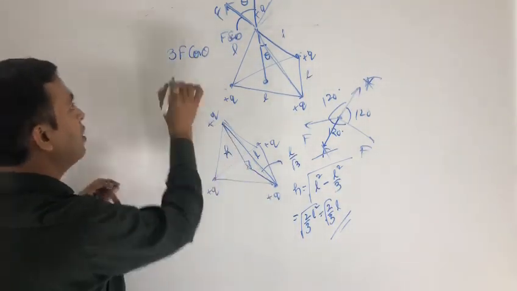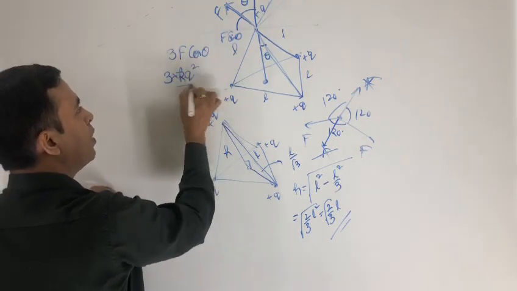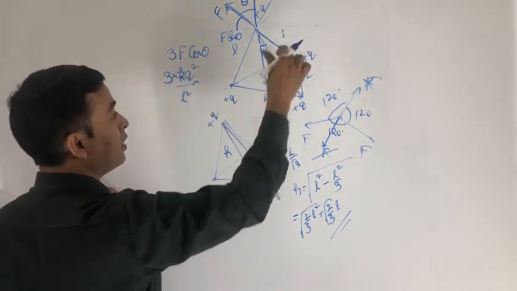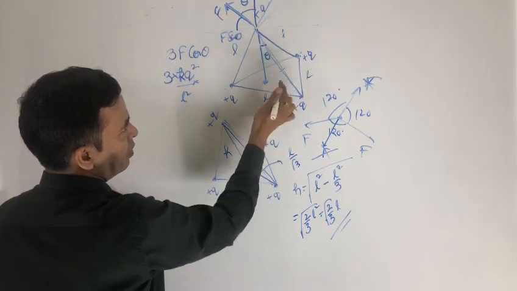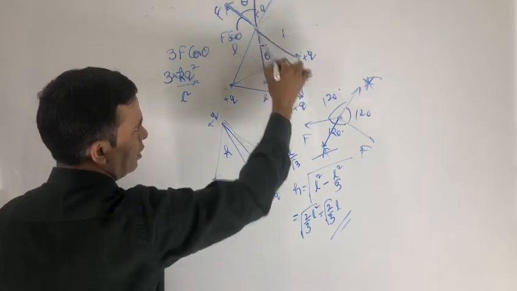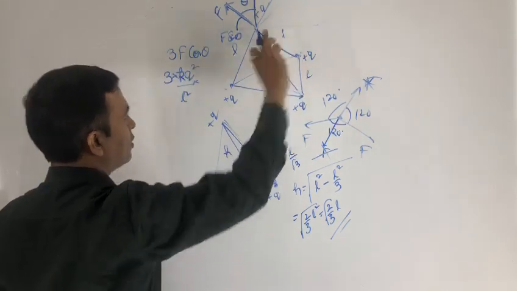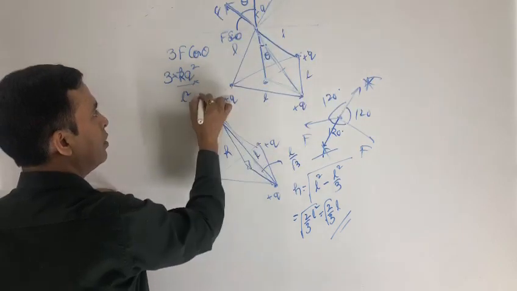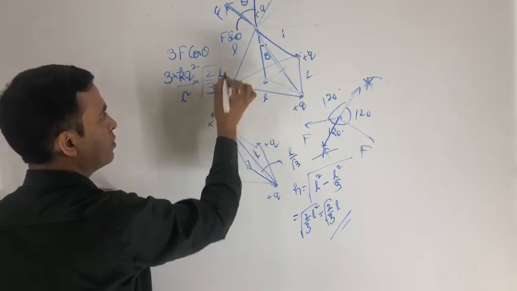And what is cos theta? As for 3f, f is q square by L square. In this triangle, what is cos theta? Base upon hypotenuse. What is the base? The base is root 2 by 3 L, and the hypotenuse is L. So L will cancel.